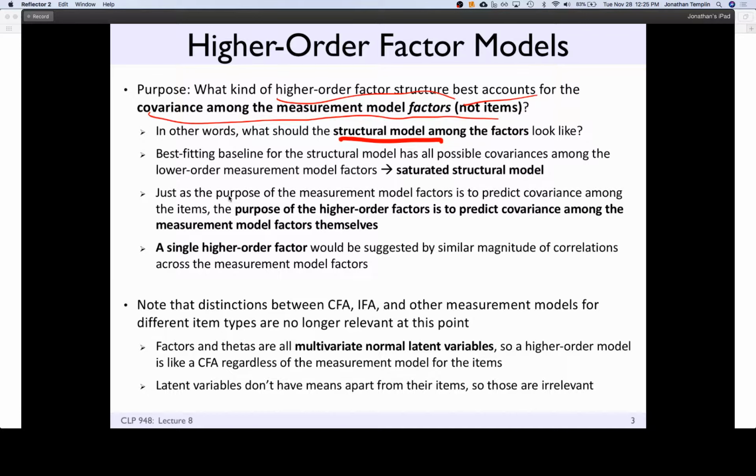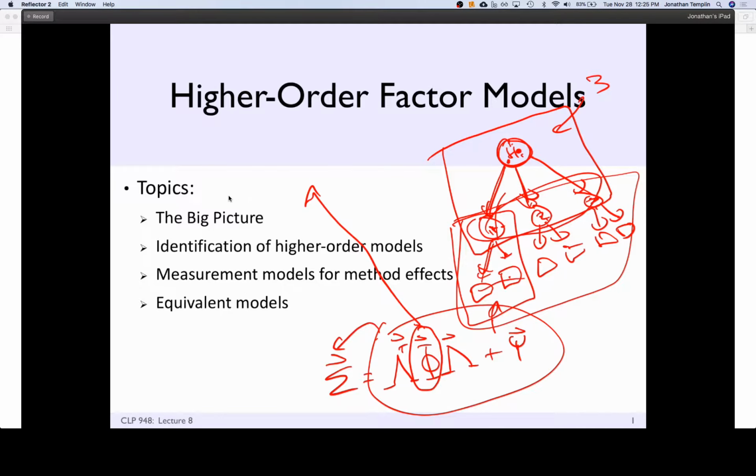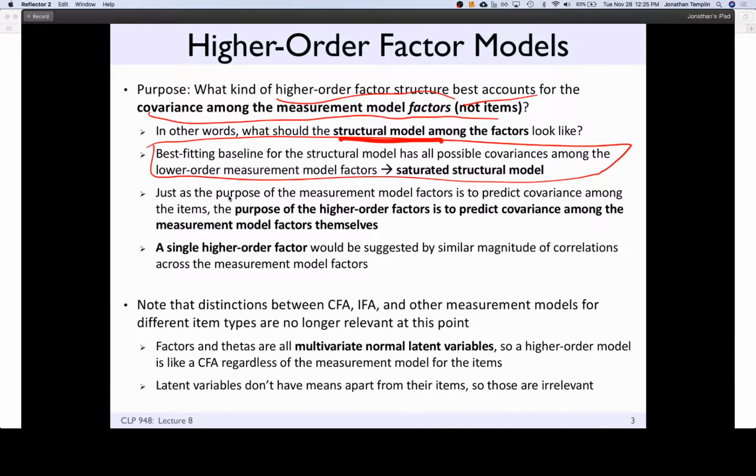Okay, so the best fitting baseline: just like you would expect in your real data, remember the baseline model that we used in the factor analysis? It was the one where we estimated every covariance. The best fitting model in the higher order sense is where every covariance of the factors is estimated, which is the one you started out with in CFA, where we estimated all of them. That saturated model in your CFA world is saturated for the structural model, because the variance covariance matrix of the factors is now what we're concerned about.